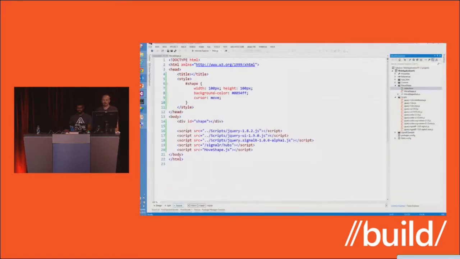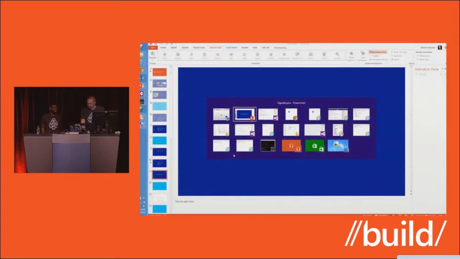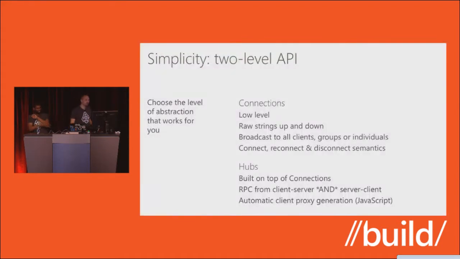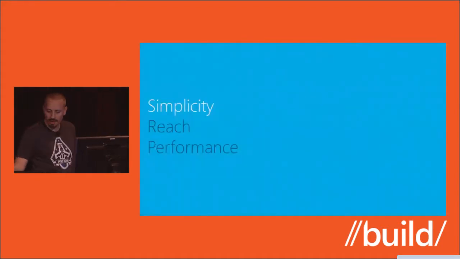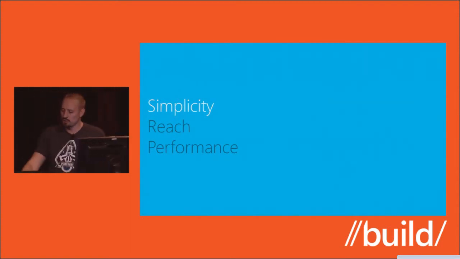Very good. So we can do more than just chat. So after I've said that we can do more than just chat, let's do another demo. Yeah, let's do another demo. So let's start out by, I mentioned these three pillars: simplicity, reach, and performance. So when we talk about simplicity, what do we mean?